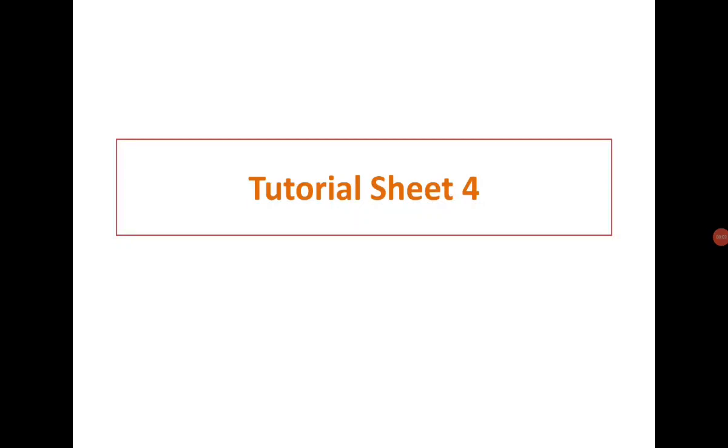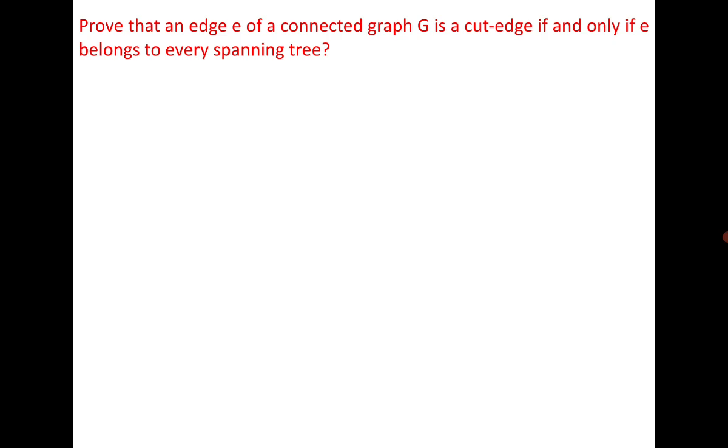Good morning everyone. So today we are going to discuss tutorial sheet 4, which is related to chapter 4, spanning trees. So the first question says that an edge E of a connected graph G is a cut edge if and only if it belongs to every spanning tree.